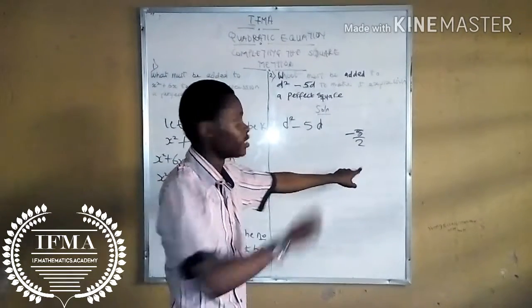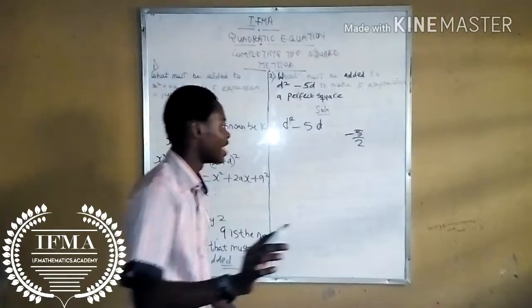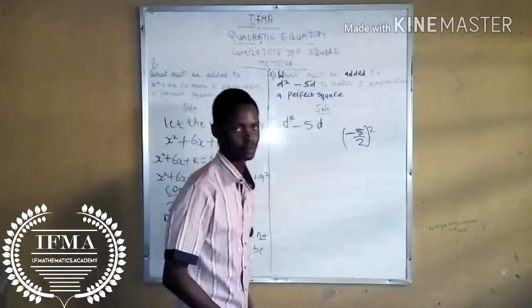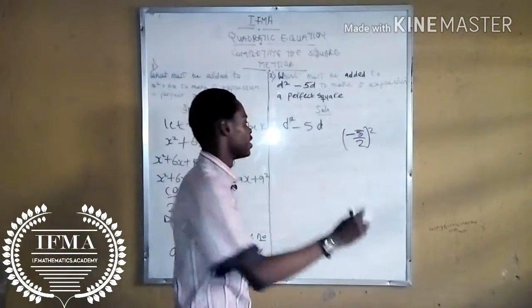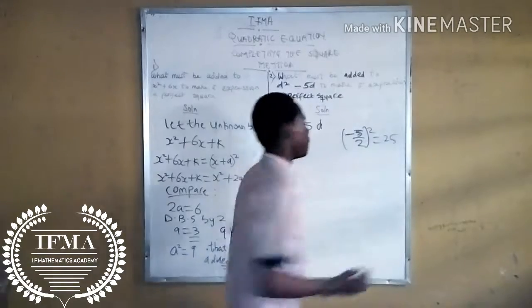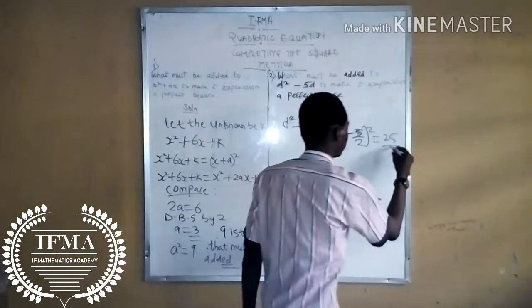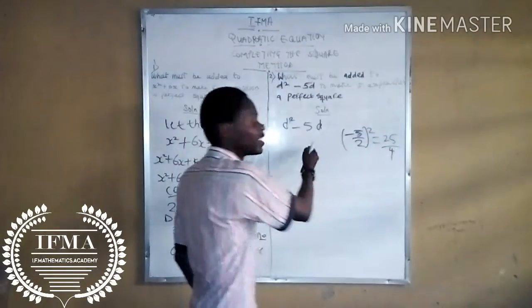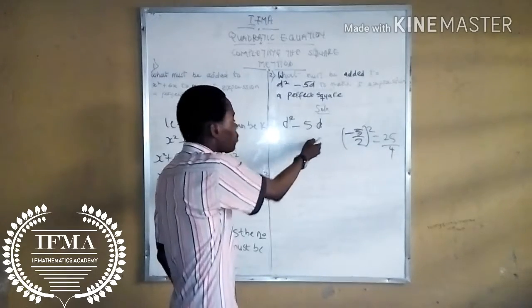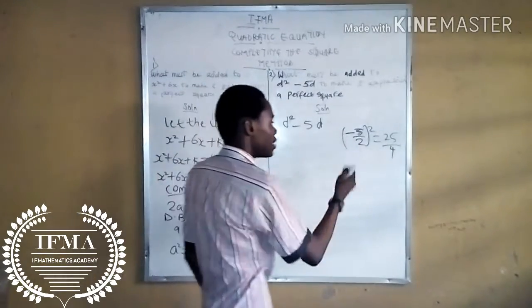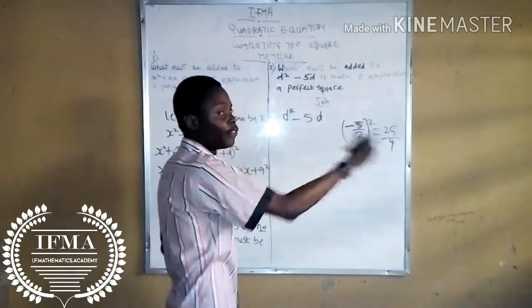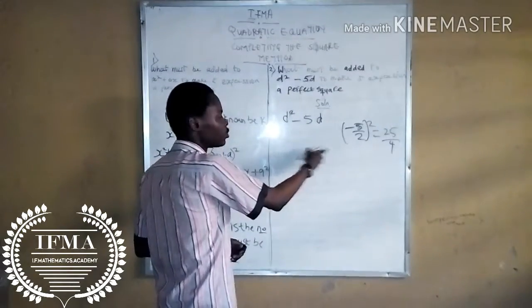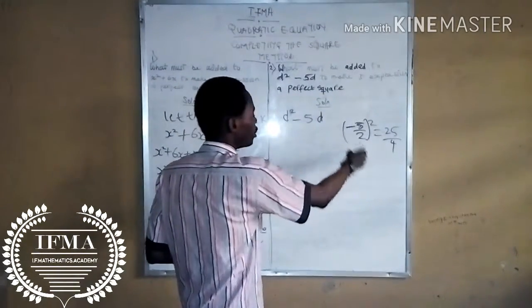We are not going to turn this into a decimal. We are going to leave it as this, and then we are going to square it. So minus 5 squared is 25, and 2 squared is 4. You see what I have done here? I've just taken the coefficient of d, which is minus 5, divided it by 2, and then squared the answer, which is 25 over 4. Then we add that to the equation, because it says what must be added to d squared minus 5d.